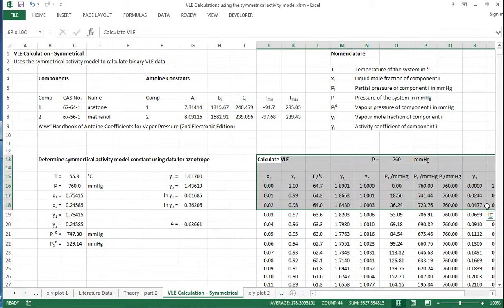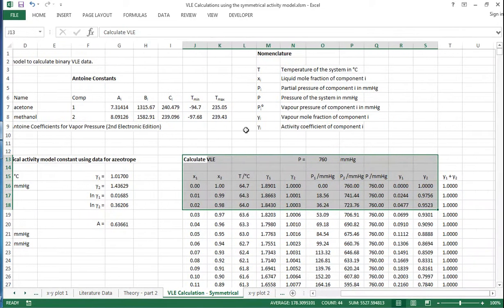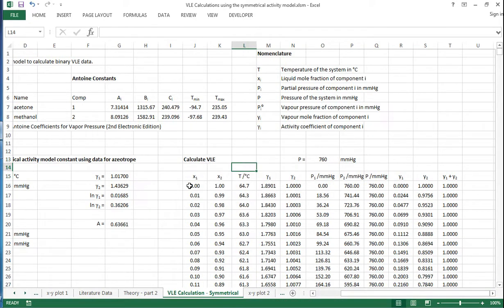Now, over in this area, I've set up all the calculations in order to work out the VLE data. So it should be quite familiar now if you've watched the previous videos. We've got X1 going from 0 to 1 in 0.01 increments. X2 is just 1 minus that. We need a temperature, so we set a temperature. And in this case, the first one is set at 64.7 degrees C. Now gamma 1 can be calculated simply by taking the x2 value squared and multiplying by A, and the gamma 2 value, very similarly, is the A value times x1 squared, and we do that all the way through for all the different x1 values.